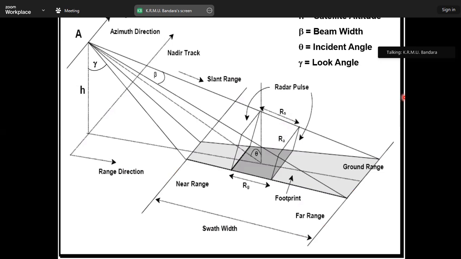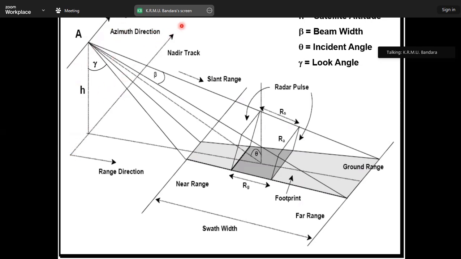Okay, this is the complete geometry description. This is the flight path. The satellite is moving here. This is the nadir point, nadir direction, exactly vertical. Then the antenna is side looking, perpendicular to this flight path. This one is perpendicular, and the side looking. This is the nadir track. Flight path, azimuth direction, along track direction.